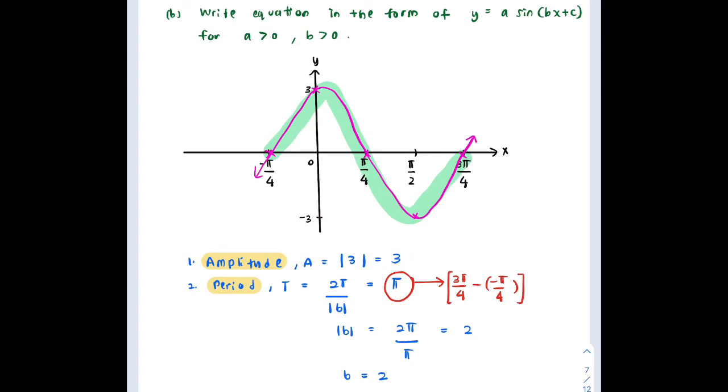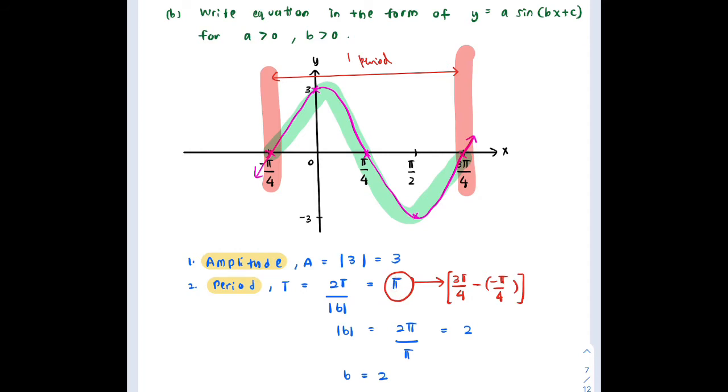Next, let's find the period. So this is one period. From here to here, this is one period. So let me label it. This is one period. So let's find the period. Take this value here minus this value. So it is 3 pi over 4 minus negative pi over 4. So the answer is pi.